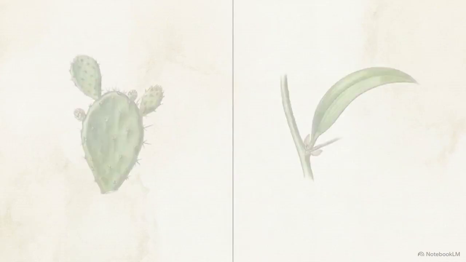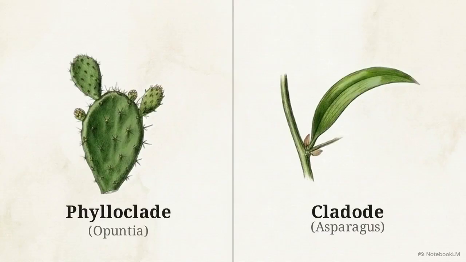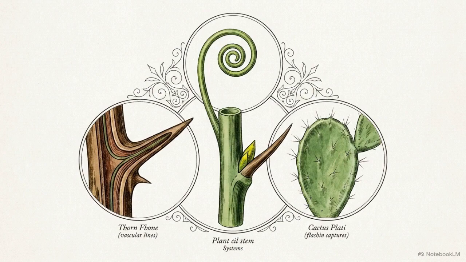We distinguish these photosynthetic stems by counting their segments. An opuntia stem has multiple internodes and is called a phylloclade. An asparagus stem has only a single sickle-shaped internode, classifying it as a cladode. Aerial modifications transform the stem from a simple support structure into a specialized tool for survival in specific environments.